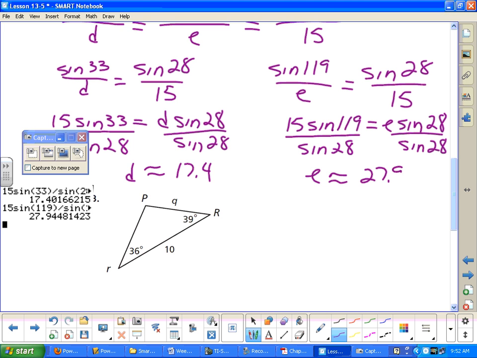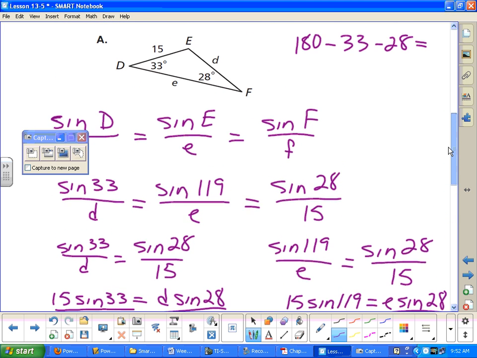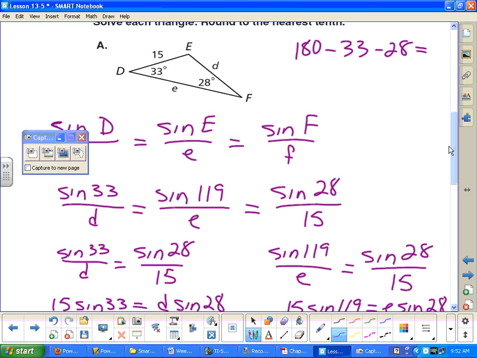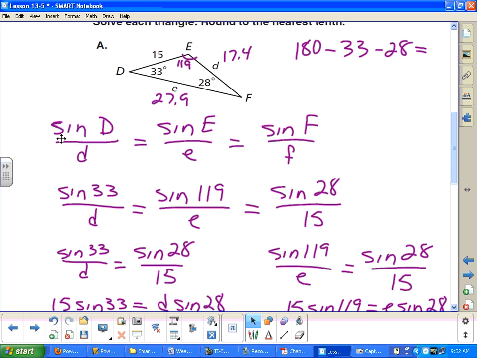All right. So if I go back to my triangle, this angle here was 119, and my side lengths here, E was 27.9 and D is 17.4. Now I need to make sure that those numbers make sense. And how do I know in a triangle whether the numbers would make sense or not? The bigger the number, the longer the side.